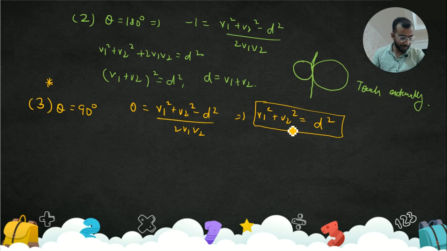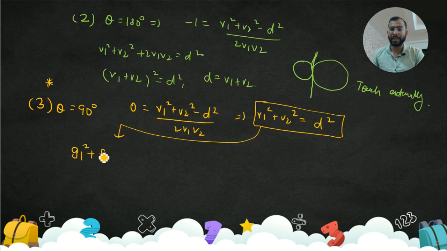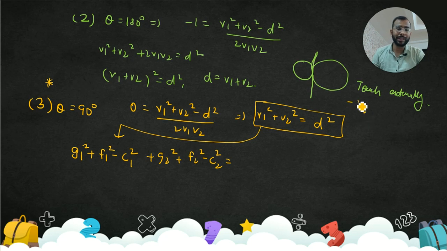Now we quickly write r1, and solve it here. Look, r1 square is g1 square plus f1 square minus c1, correct? Similarly, r2 square is g2 square plus f2 square minus c2. Easy. D is the distance between the two centers. One center is (minus g1, minus f1), second is (minus g2, minus f2). Let's find the distance between them.